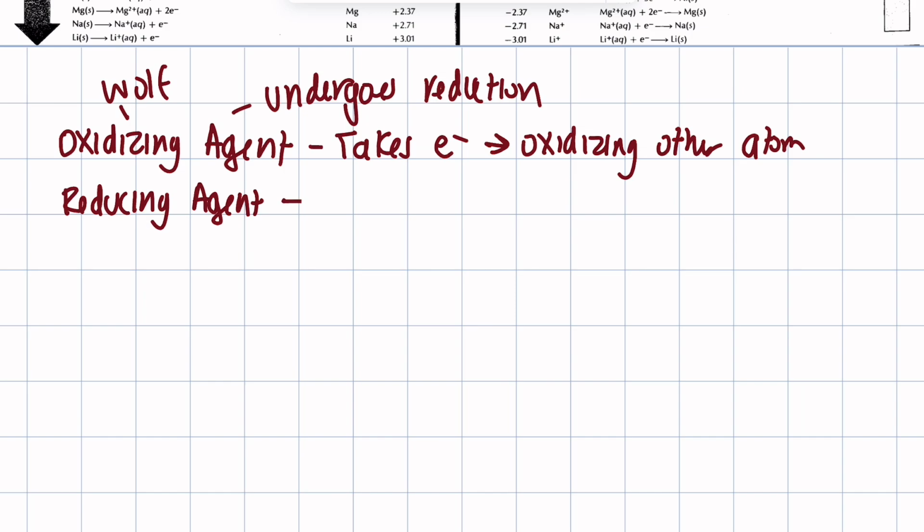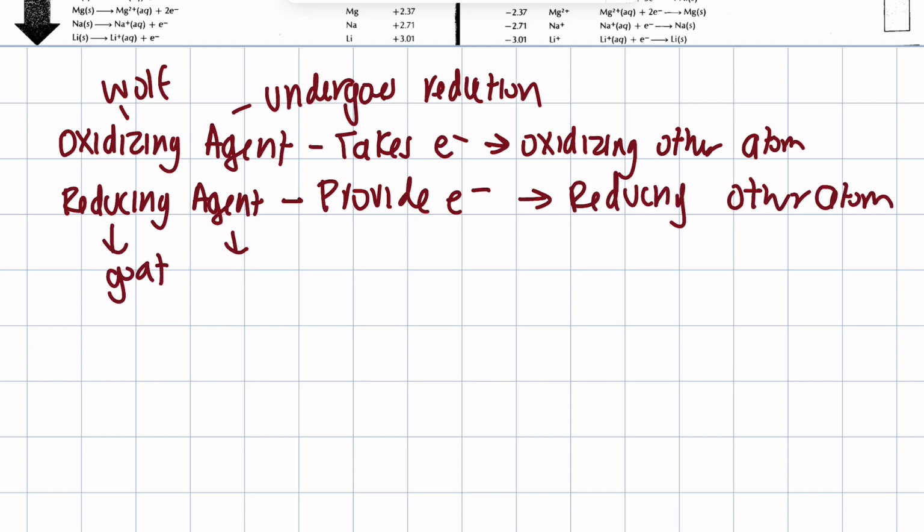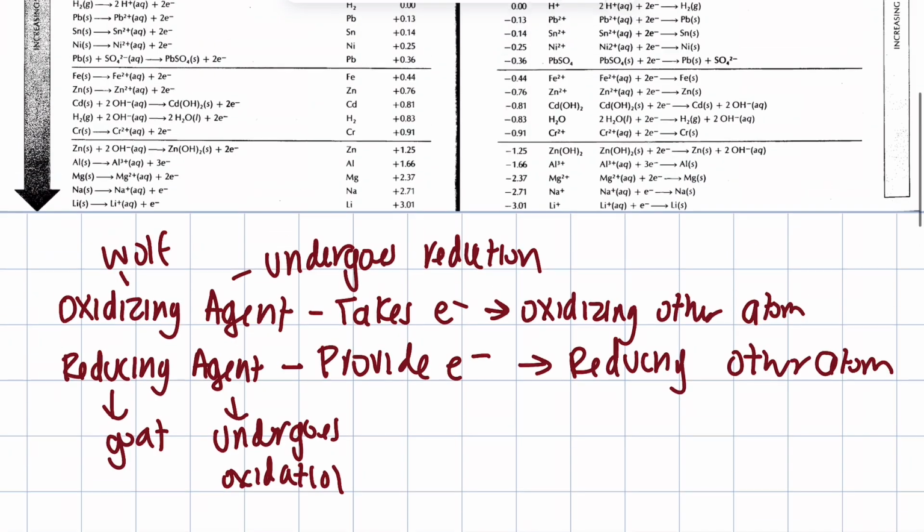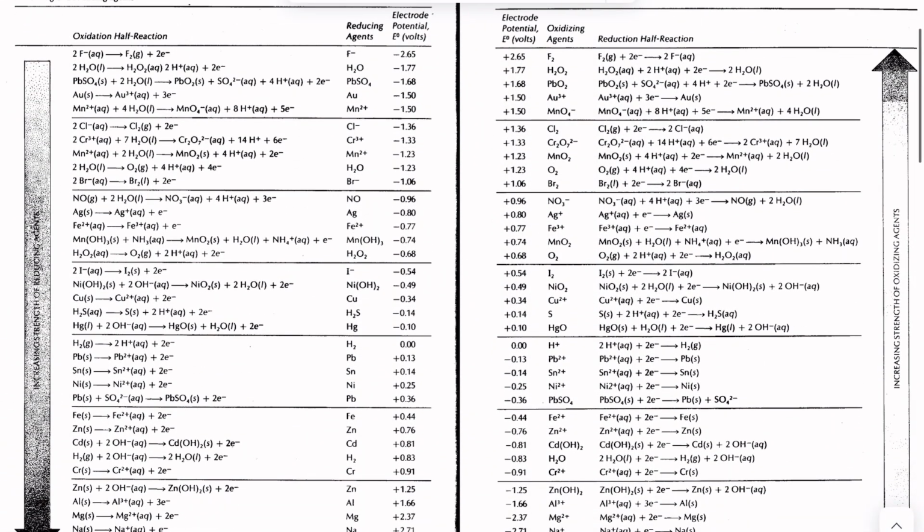The reducing agent is the opposite of that. It provides electrons, and thus it is reducing the other atom. And that makes it the goat and undergoing oxidation. Every reaction needs to have an oxidizing agent and a reducing agent in order to be a redox reaction. So let's examine what we see on our half reaction sheet.